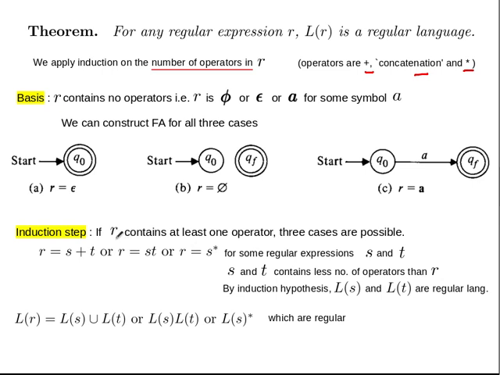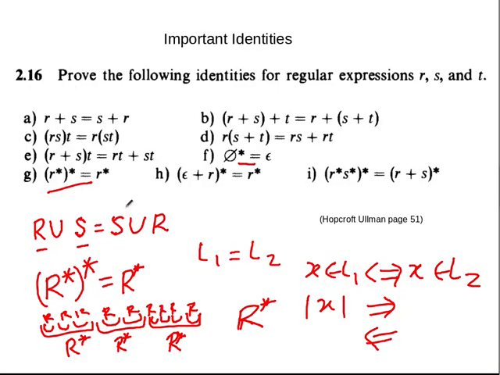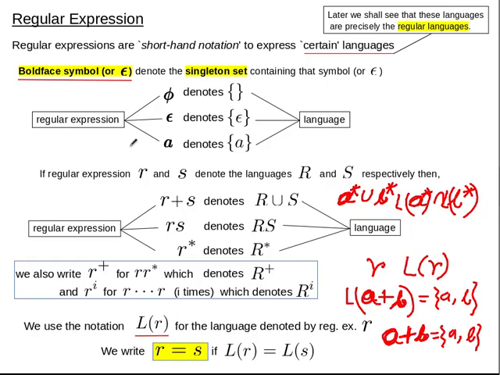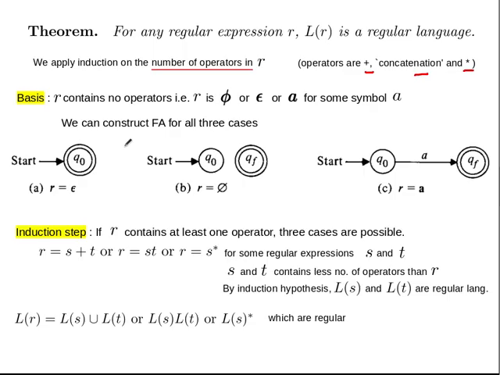Just see this example. If this is your R, you can break it down into this as your S and this as your T, and then each will have fewer operators. Again you can break this up into this and this star. You can break this up into this concatenated with this. You can break this with star. So you can do this induction on the number of operators, and the induction goes through.